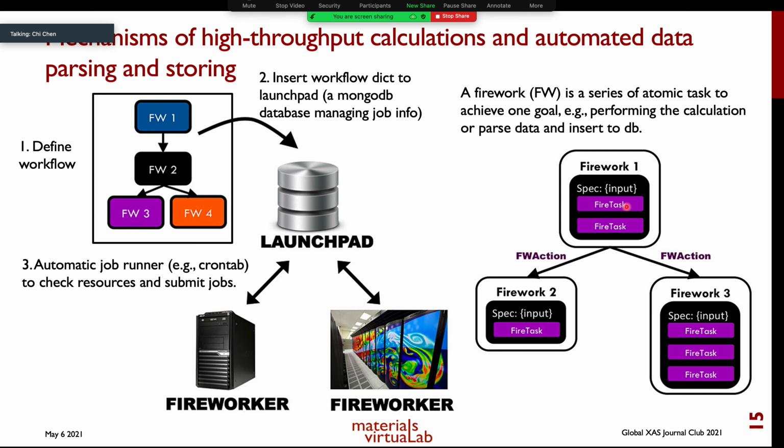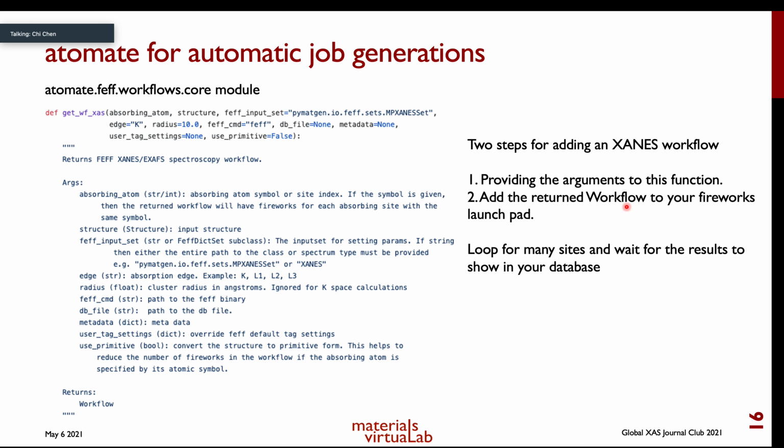So a firework here is just a series of atomic tasks to achieve one goal. For example, it can perform a calculation or parse the data and insert it to the database. So that's pretty much the mechanism of how we run the high throughput calculations. As mentioned earlier, Atomate has all the pre-compiled parameters that we can use for the job generation. So for example, running the XAS calculation can be just running a single function in a Python script.